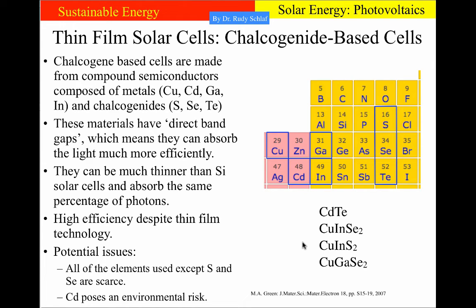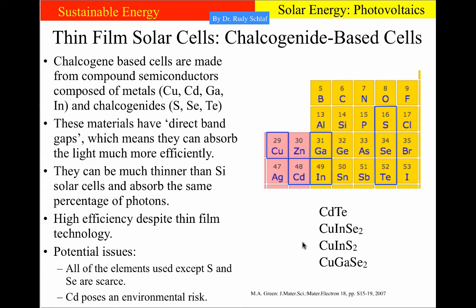The great advantage of these materials is that they have direct band gaps, which means that they can absorb photons much more efficiently. This means that the thickness of the semiconductor film can be much thinner than would be required for silicon. This can be a factor of 10 or even a factor of 100 compared to silicon. This means that much less material needs to be deposited, and that of course reduces cost.